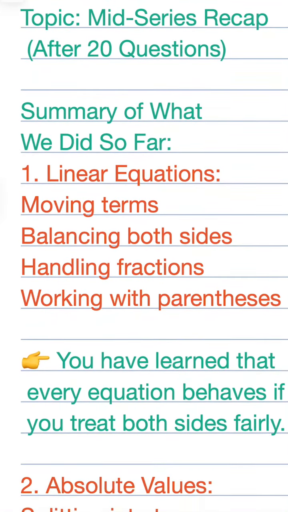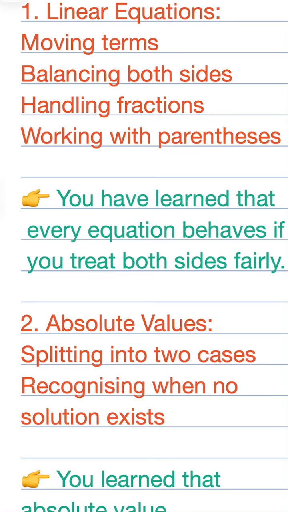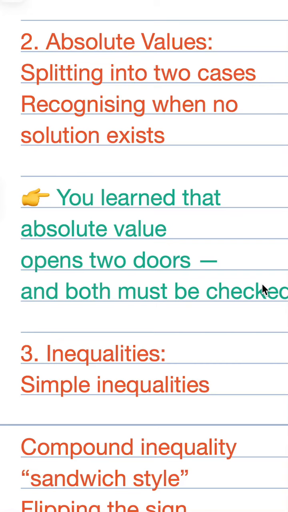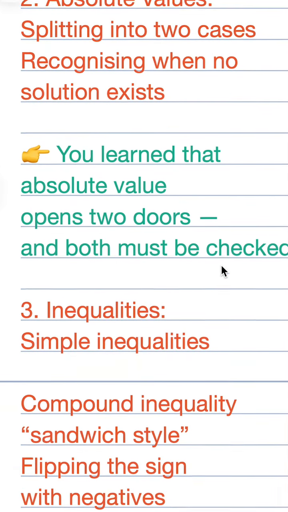What we have done till now: linear equations. How to move terms, how to balance equations, how to handle fractions, how to work with parentheses. So we have learned every question behaves if we treat both sides fairly. Then comes absolute values, splitting into two cases, recognizing when no solutions exist. We learned that absolute values always open two doors and both must be checked.